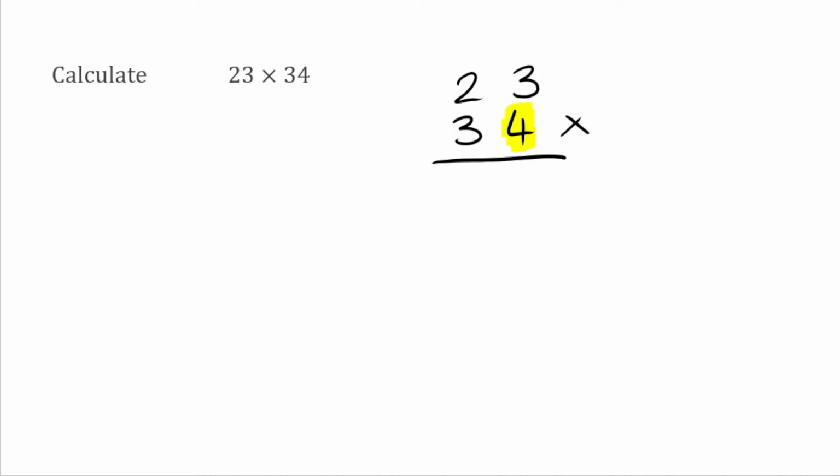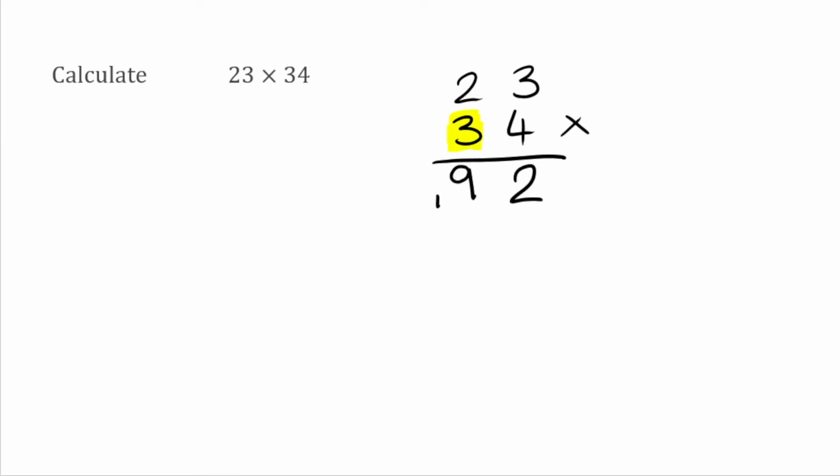So we're going to do 4 multiplied by 3, which gives us 12. So I'm going to put a 2, and then I'm going to carry over a tiny 1. We're then going to do 4 multiplied by 2, which is 8. We then add on the 1, which gives us 9. So I'm going to write a 9 here. Okay, we're now going to move over a column. So we're now multiplying by this 3.